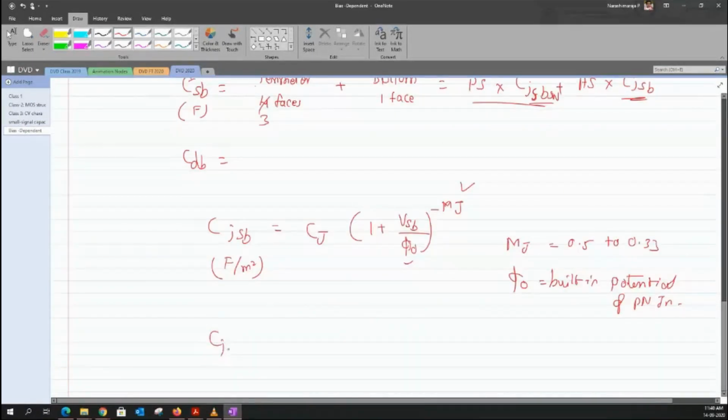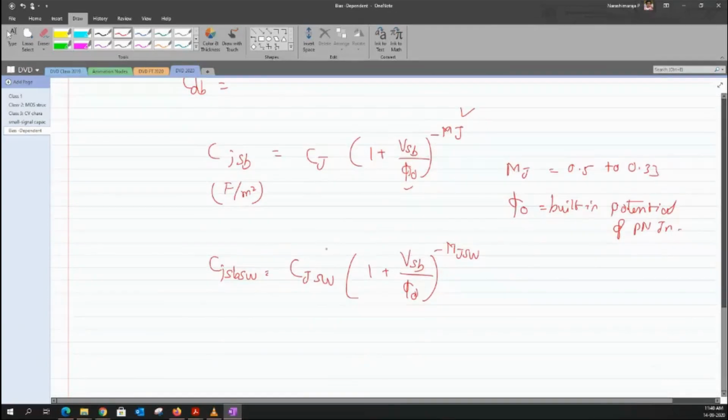And similarly, CJBSW can be written as CJSW, and that would be given as the same formula except that mj has been replaced with mjsw. Clear? So again, the units of these will be in terms of farad per meter square, and this will have a unit of farad per meter. So these are just the formulas and nothing to discuss.